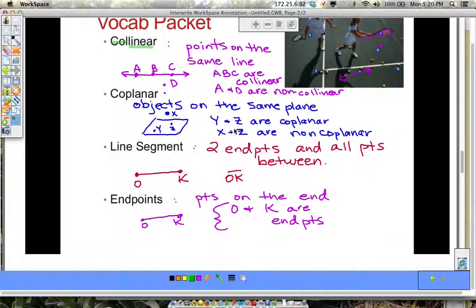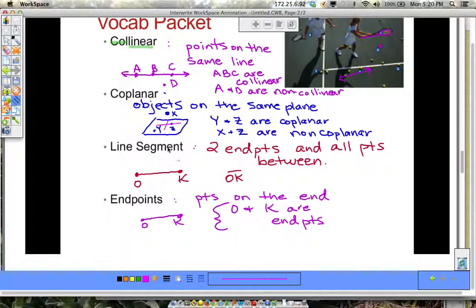Then coplanar, it's going to be a shock. It's just on the same plane, objects on the same plane. So you can have points on the same plane, or you can have lines on the same plane. So this line and this line are on that same flat surface. So those are all of those. You could have lines or points that are on the same plane.